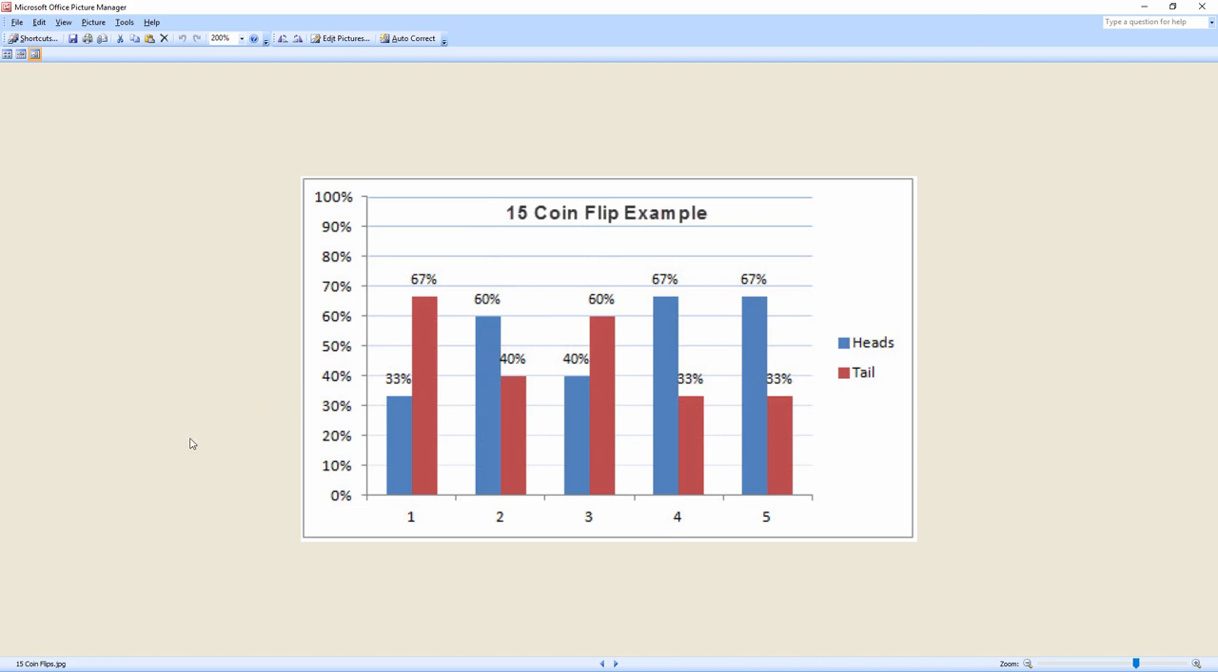But what you're going to notice in here is that there are some deviations. For example, here there's a bit of a deviation: 33 on tails and 67 on heads. Same here, 33 on tails and 67 on heads, and same thing here. And you'll even notice that the 60-40 on both of these isn't even close to 50-50. So what you're noticing here is short-term variance at work.